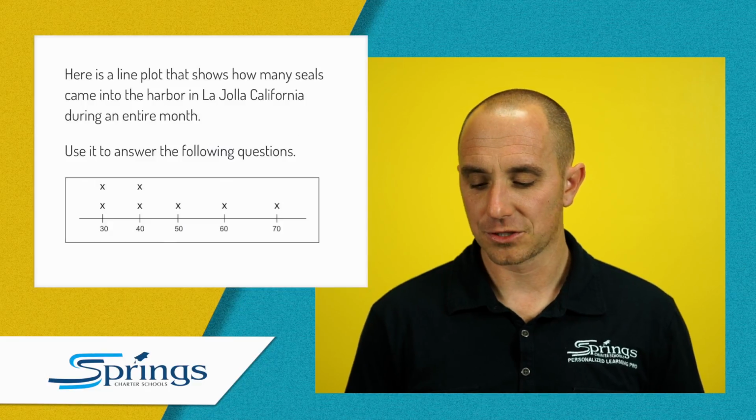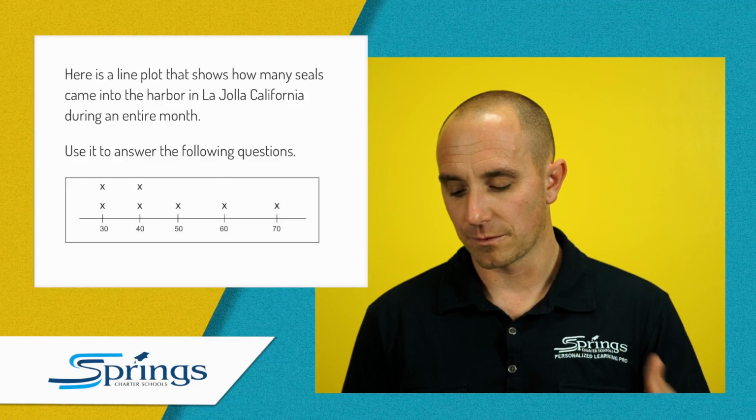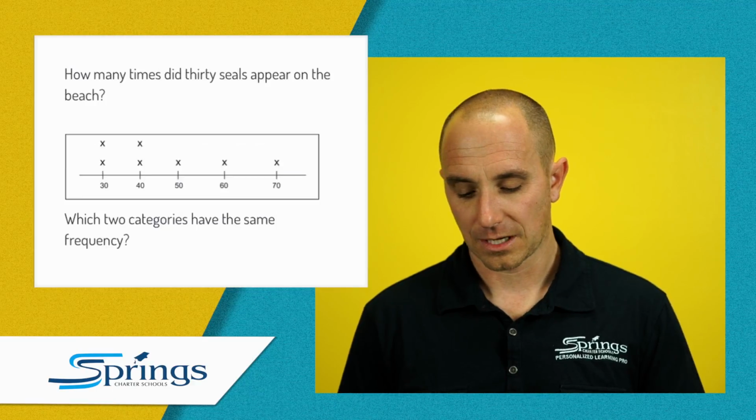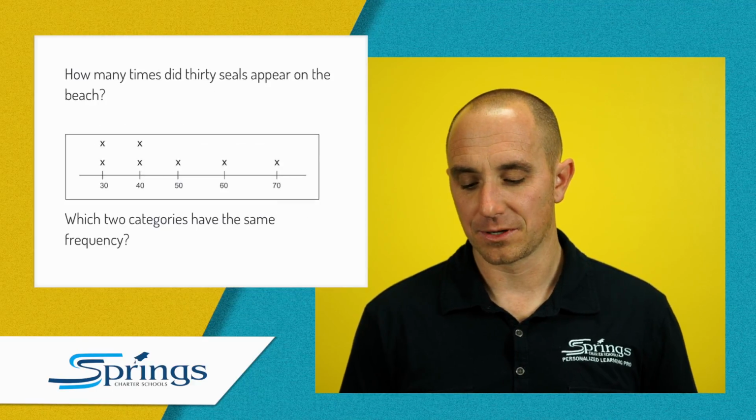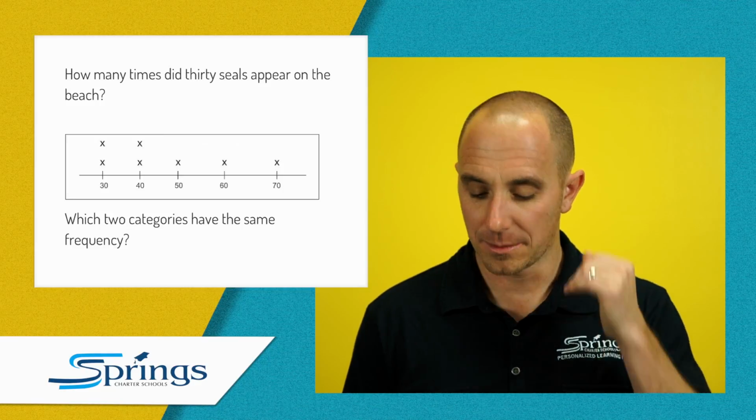Okay, so here's a line plot that shows how many seals came into the harbor in La Jolla, California during the entire month. So you can use it to answer the following questions. You can see here I have a range from 30 to 70. All right, so how many times did 30 seals appear on the beach? You can see that it happened 2 times because I have 2 X's over the 30 on my number line.